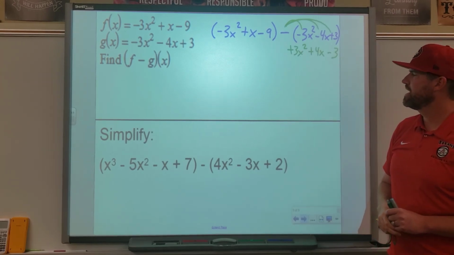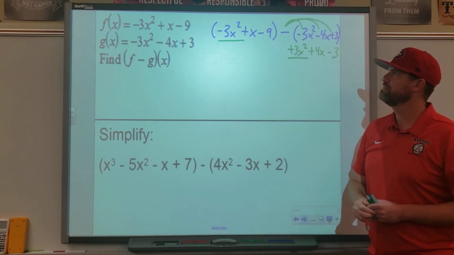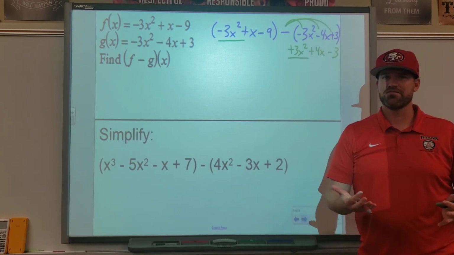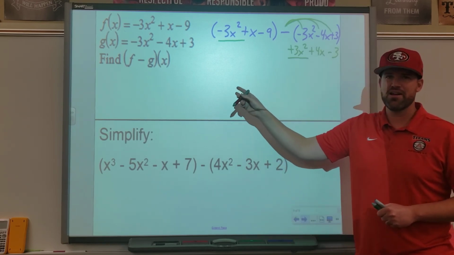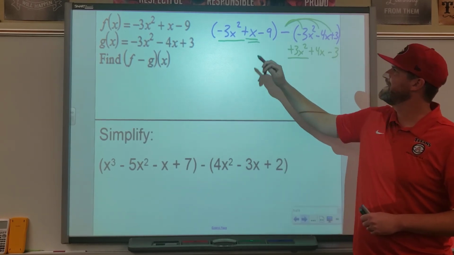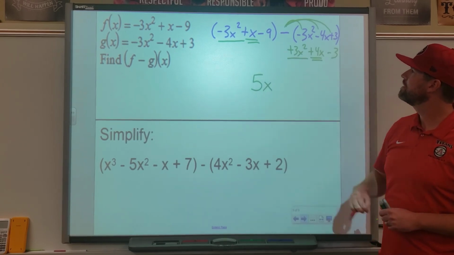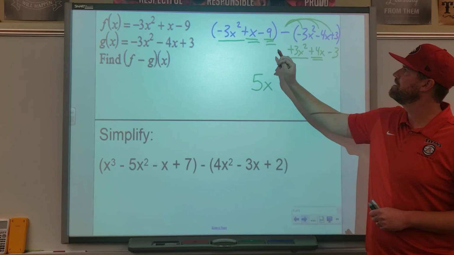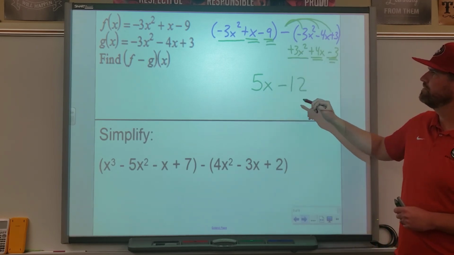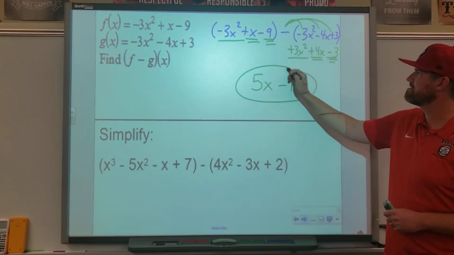And now I can combine like terms. Negative 3x squared plus 3x squared. Negative 3 plus 3 is 0. So we have no x squareds. I do not need to write 0x squared because there aren't any. I can just not put anything. But then we have 1x plus 4x, which would be 5x. And then finally, negative 9 and negative 3, which combine to make negative 12. So when we subtract those polynomials, we get 5x minus 12.